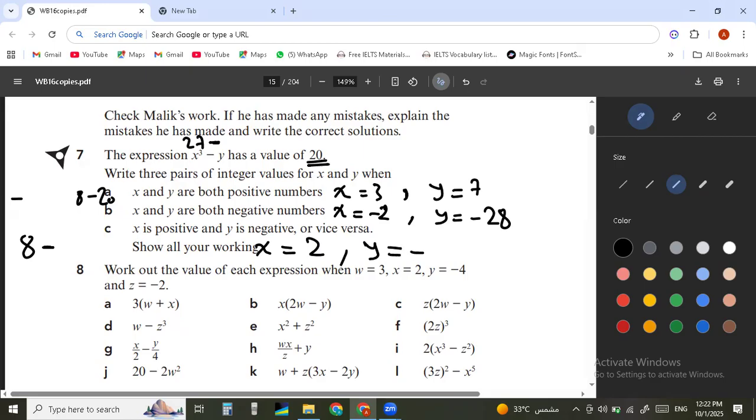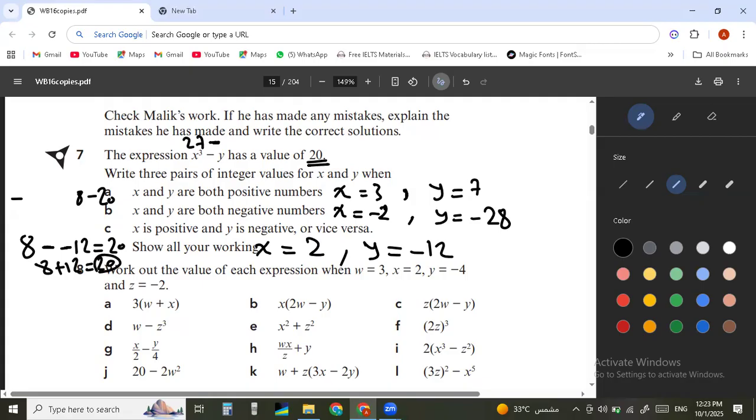we agree that y in this case must be negative because they said one is positive, the other is negative. So y in this case must be negative. So minus negative what? This will turn into positive, and the answer must be 20. This will turn into 8 plus something is 20. 12, exactly. So y is negative 12. In this case, 8 minus negative 12 will turn into 8 plus 12, which is positive 20.